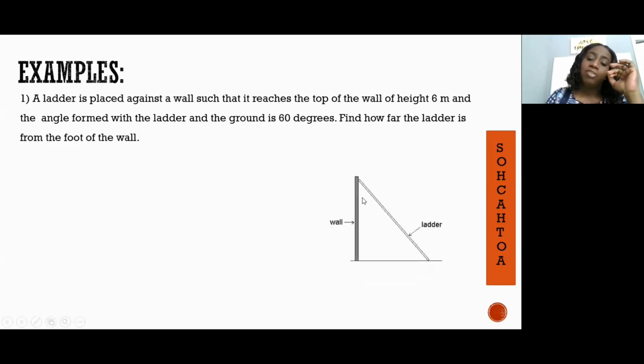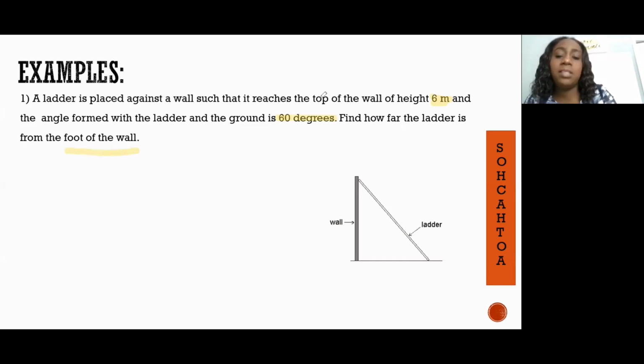All right, so that's my wall, that's my ladder. Good. Now, they have some important stuff in there for me. Let me highlight. They say a ladder is placed against a wall such that it reaches the top of the wall at a height of 6 feet, 6 meters, sorry, I couldn't see that. And the angle formed with the ladder and the ground is 60 degrees. Find how far the ladder is from the foot of the wall. That's what I'm finding, so let me erase this last part of it.